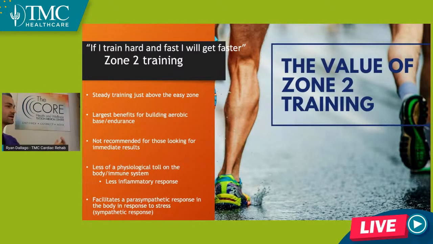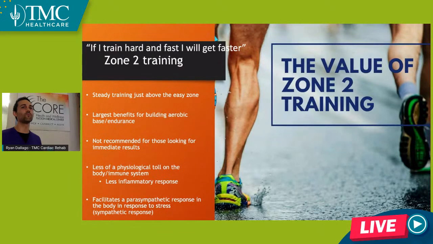You can actually work at an easier pace, but over long durations of time, you get more benefits with less injuries. That's really important. We want to try to stay away from those injuries. Zone 2 is steady training just above the easy zone. The largest benefits include building aerobic base as well as endurance. This is not recommended for anyone looking for immediate results. It's going to take the most time to see the benefit.